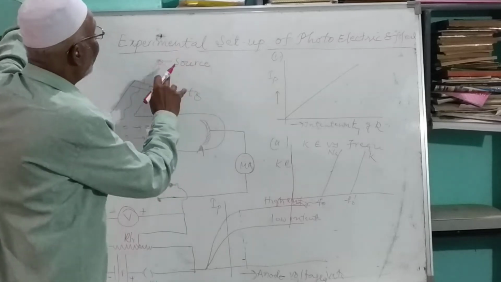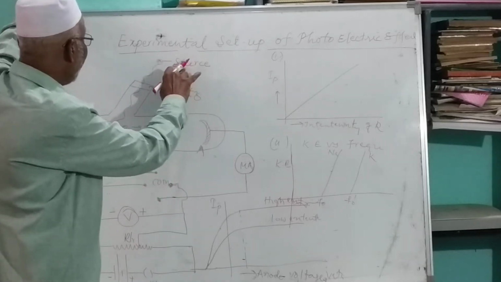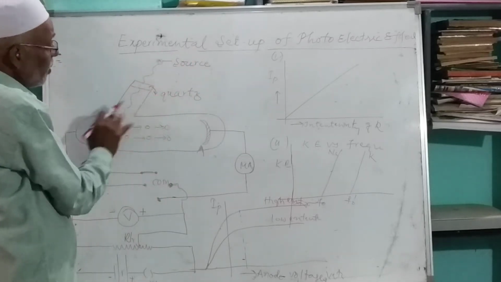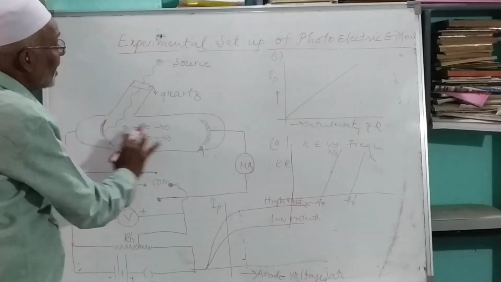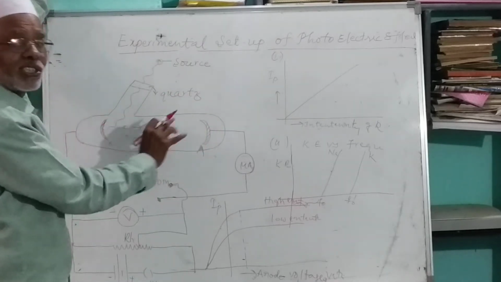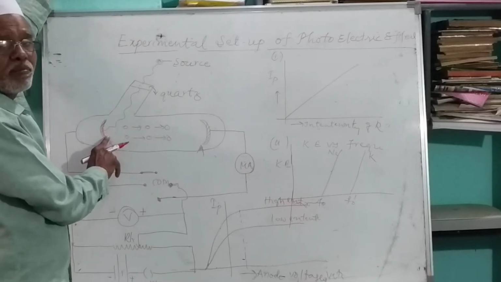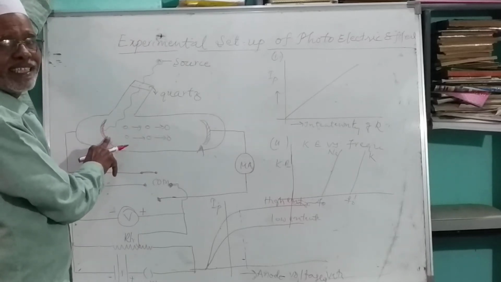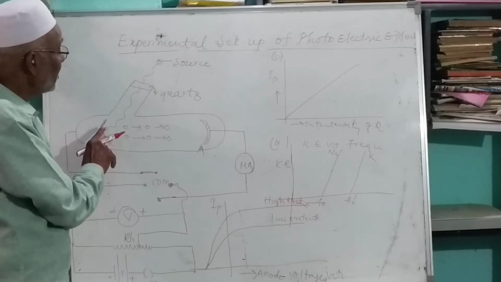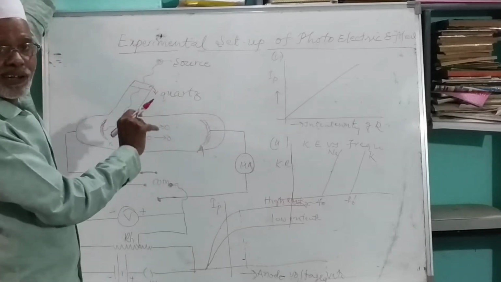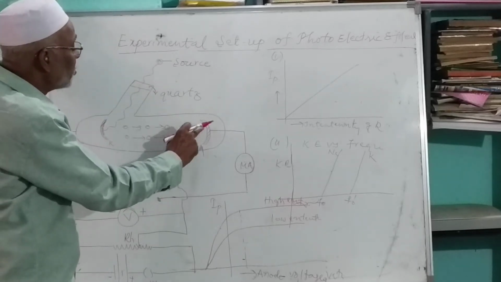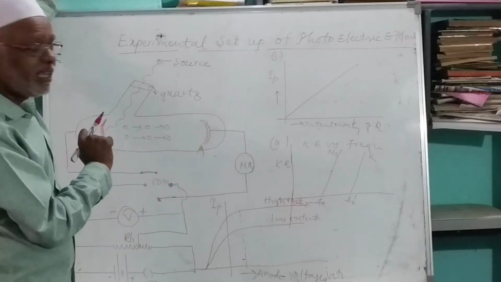As you know, this is a source of light radiation. This is a quartz window. As I said, it is a glass envelope which consists of two electrodes. One is called the cathode, sometimes also called the emitter, since it emits the electron. The emitted electrons will be collected by the collector. So the anode is also called the collector.